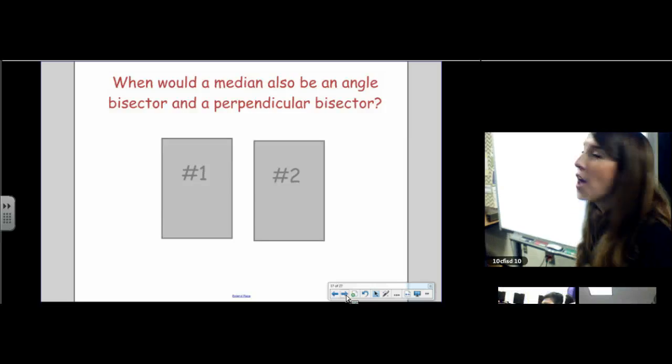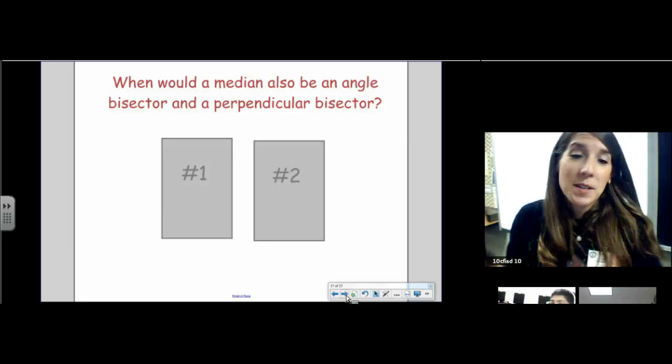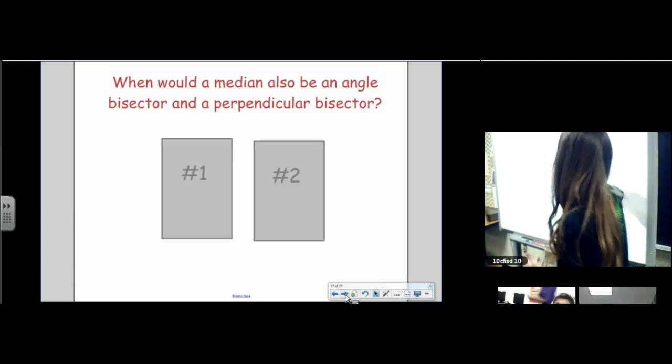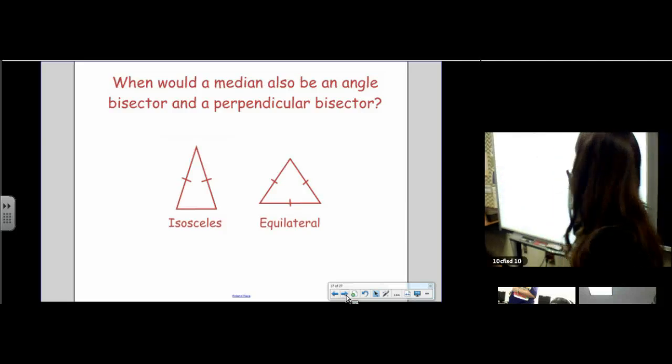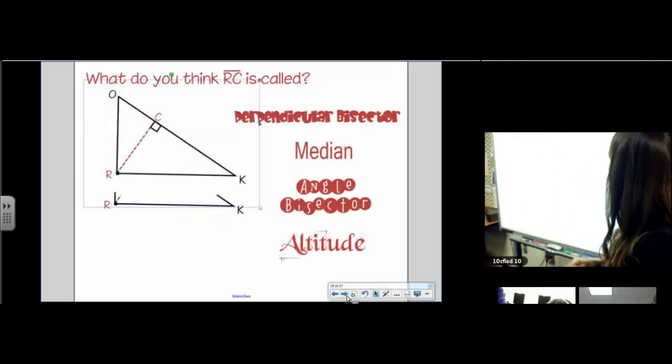When would a median also be an angle bisector and also be a perpendicular bisector? Surprise, surprise. I know, I'm blowing your mind right now. Okay. Oh, didn't want that slide, sorry.